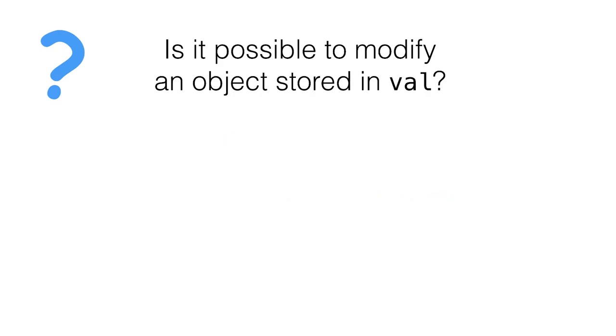Another question for you. Is it possible to modify an object stored in val? What do you think? There are options yes and no. If we are talking about reference types in Kotlin as in Java, variables just refer to some object stored in memory. And this question can be reworded as, does val put any additional constraints on the stored object?